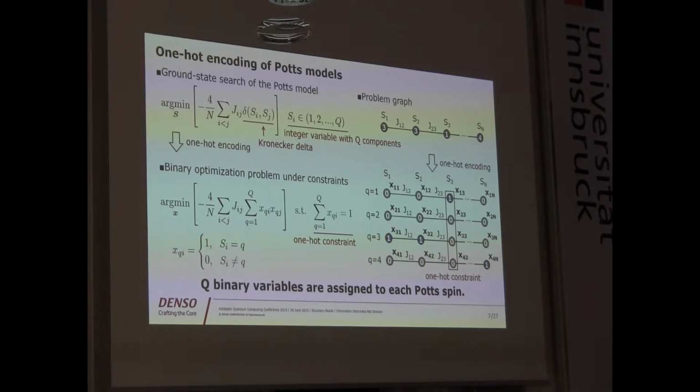This figure shows the problem graph of the cost function, where vertices and edges represent the binary variables and the interactions between them. Q binary variables are assigned to each integer variable, and the one-hot constraint is imposed to select exactly one component for each integer variable.